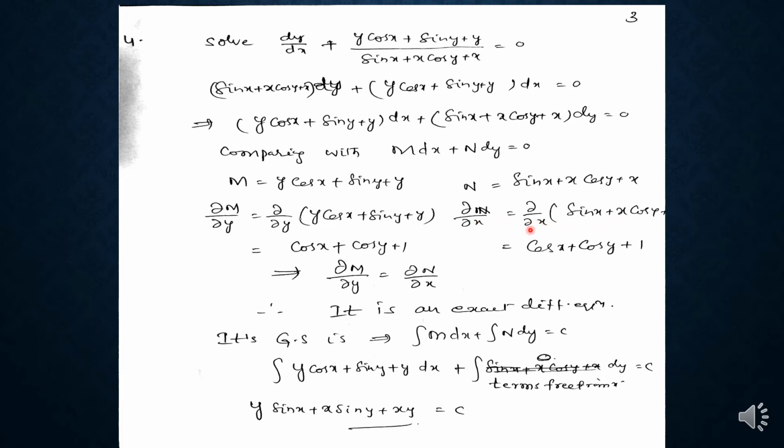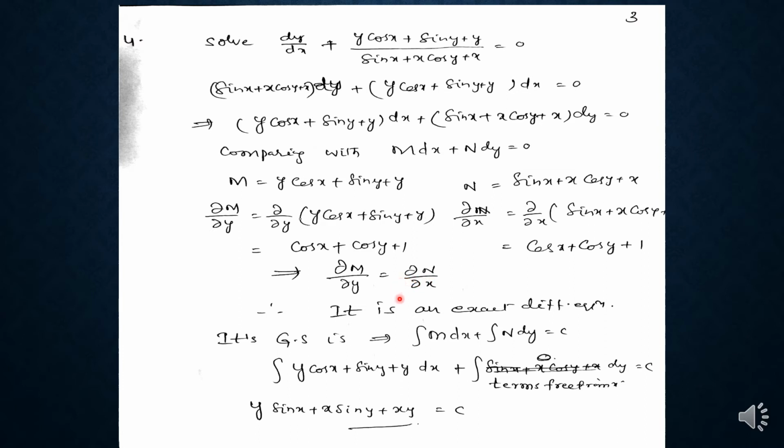So ∂/∂x of x into cos y means cos y into ∂/∂x of x, which is 1. So that is cos y into 1, cos y, plus ∂/∂x of x is 1. So ∂N/∂x is also cos x plus cos y plus 1. So here ∂M/∂y is equal to ∂N/∂x. So this is the exact differential equation.